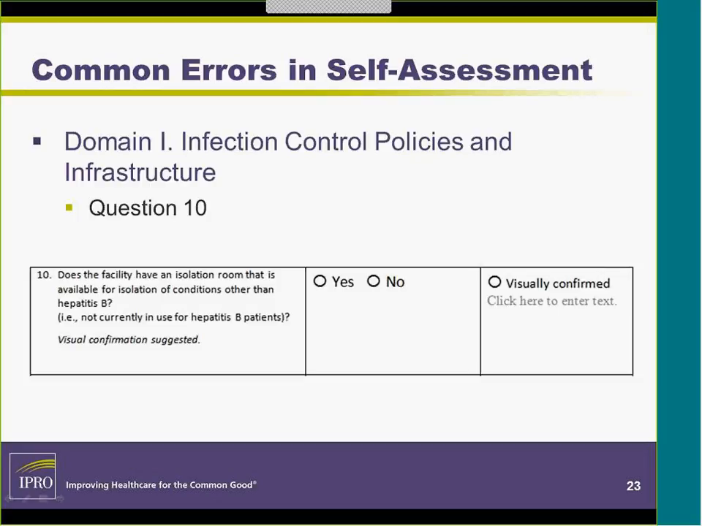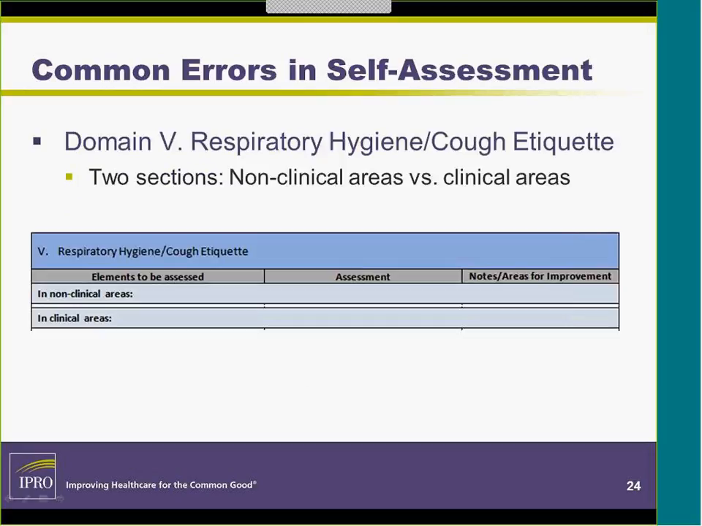Then domain 1, question 10: Does the facility have an isolation room that is available for isolation of conditions other than hepatitis B? Most facilities are checking yes. What this question is really asking is, most facilities do have an isolation room for hepatitis B, but do you have a second isolation room that is being used for MDROs, whether it's C. diff, VRE, MRSA, and those other MDROs? We want to see that those patients are being isolated. Most facilities in Connecticut just have that one hepatitis B room for hepatitis B patients only. So this is just a no answer, but that is what the question is asking.